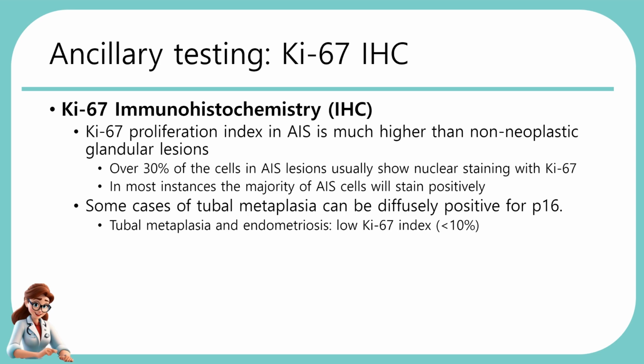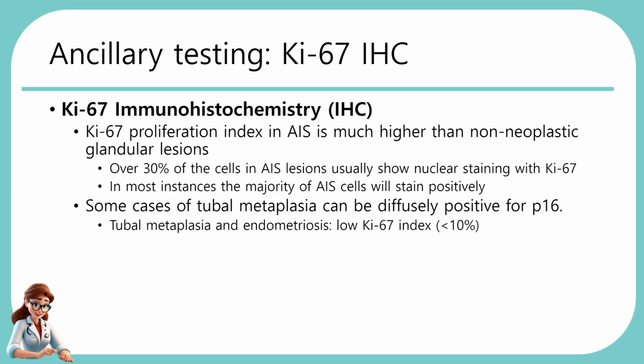Over 30% of the cells in AIS lesions usually show nuclear staining with Ki-67. And in most instances the majority of AIS cells will stain positively. Some cases of tubal metaplasia can be diffusely positive for P16, and in these instances, a Ki-67 IHC is useful to help distinguish these lesions from AIS.